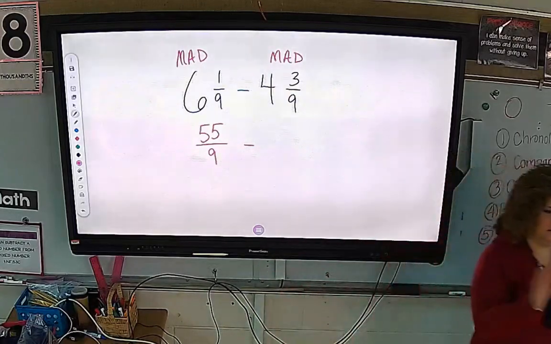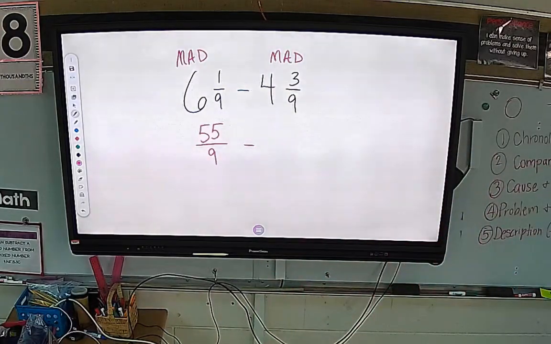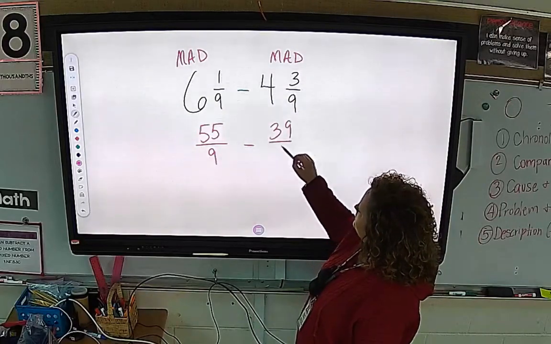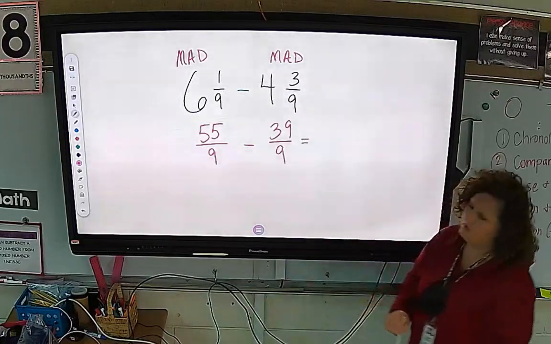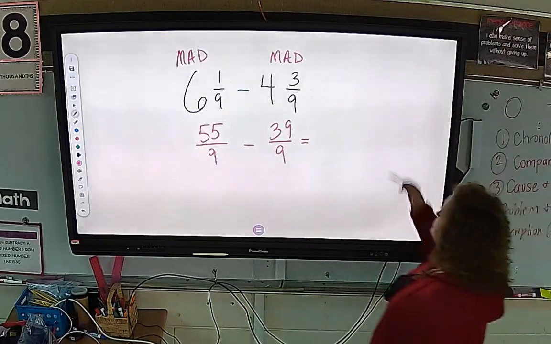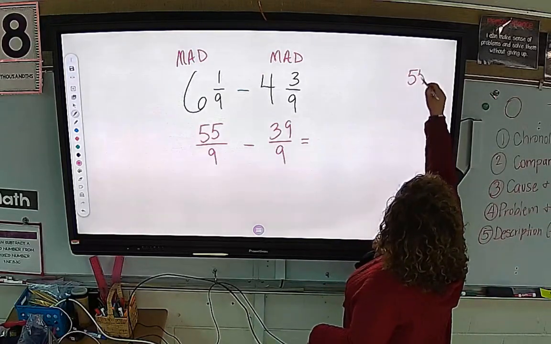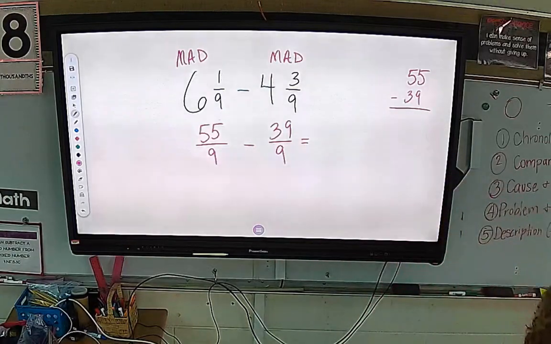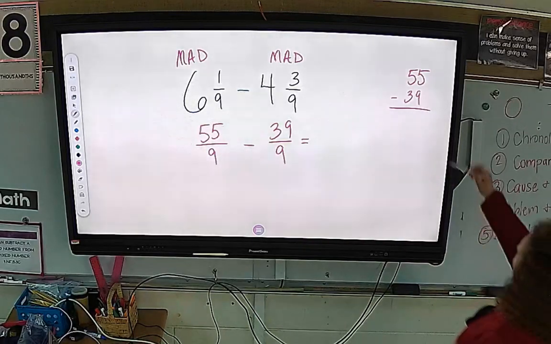Okay? What does the second mixed number turn into? 39? Okay. I thought you said 31. So that's 36 plus 3 more is 39. And these are ninths. So now we've just got to subtract 39 from 55. What do you get when you do that subtraction? Charlotte, what do you get? 16.